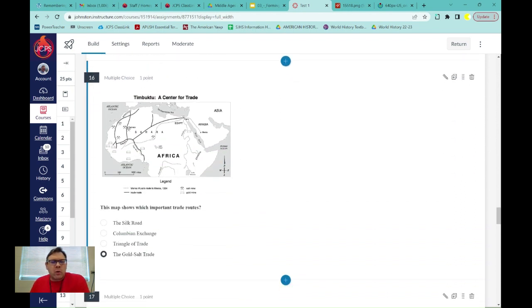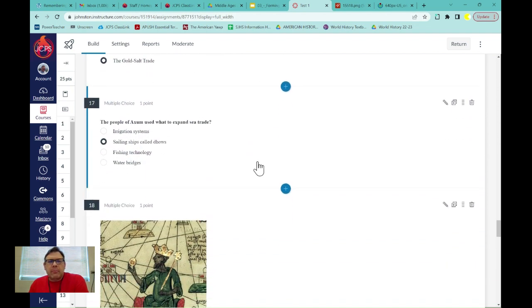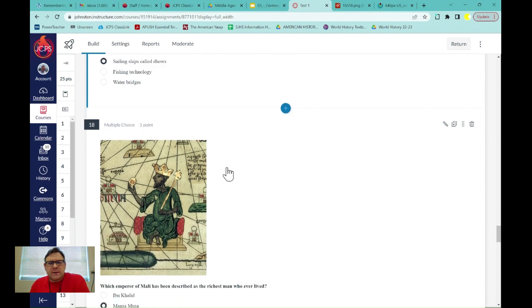This map shows which important trade routes, as we mentioned, with Mali, Timbuktu, and Mansa Musa? This is the gold-salt trade. The people of Axum used what to expand sea trade? They used those triangular sailing ships called dhows.